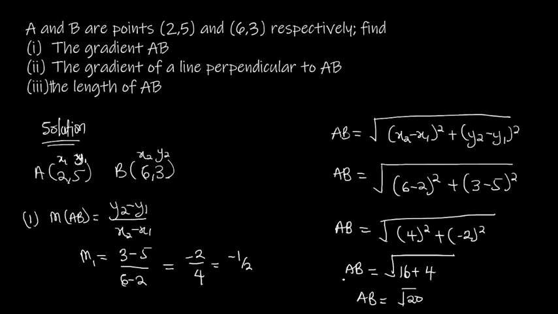So therefore, the length of AB is root 20. And because we don't know the unit in which the axes were labeled, we can just say root 20 units. So if it is in meters, it is root 20 meters. If it is in centimeters, it's root 20 centimeters. Since we don't know the unit in which they are measuring the length of this particular point A and B, we just add units attached to it.